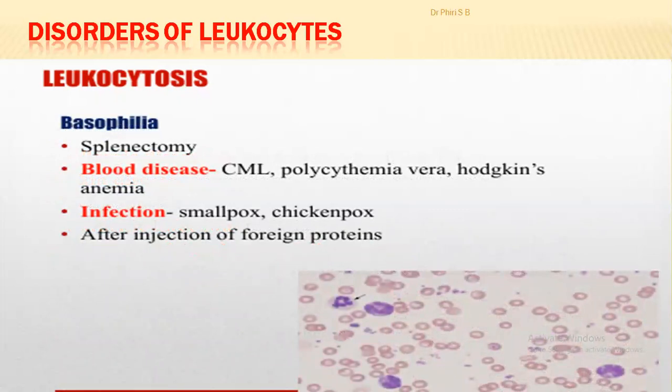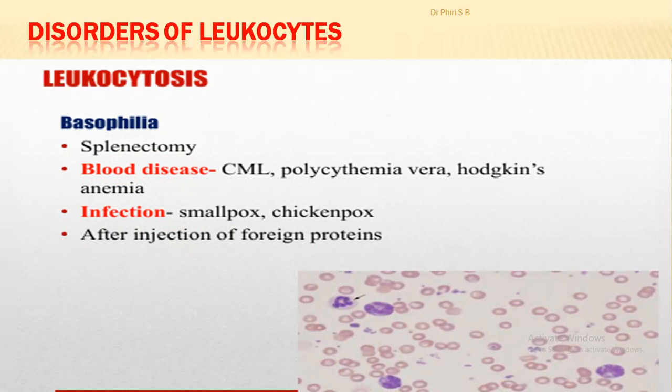Basophilia is the result of an increase in production of basophils. So what can cause that? Splenectomy can result in basophilia. Why? We said the spleen is involved in getting rid of waste cells, like aged white blood cells or damaged white blood cells and red blood cells.